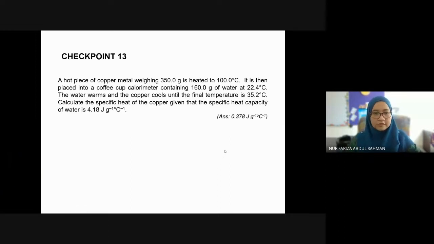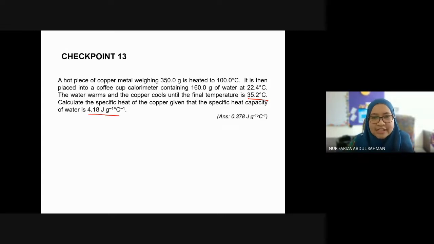Okay, so let's go through the question. A hot piece of copper metal weighing 350 gram is heated, okay, to 100 degrees Celsius. It is then placed into a coffee cup calorimeter containing 160 gram of water at 22.4 degrees Celsius. Then the water warms and the copper cools until the final temperature is 35.2 degrees Celsius. Okay, right. Calculate the specific heat of copper given that the specific heat capacity of water is this.